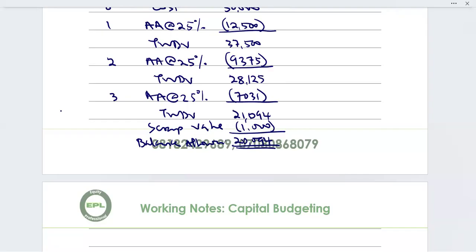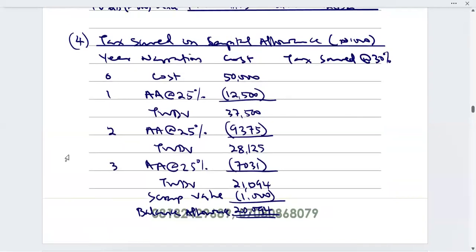Okay, that's balancing allowance. When the tax written down value from the preceding year is greater than the sales proceeds, the difference is called balancing allowance. If otherwise, it is called balancing charge. So if that is the case, we need to calculate tax saved on capital allowance. The tax saved on capital allowance is computed as the company tax rate multiplied by the capital allowance computed.